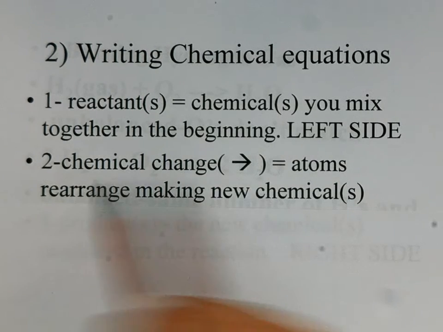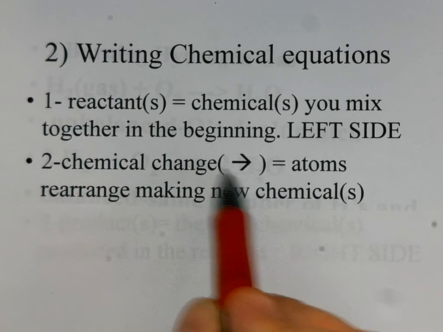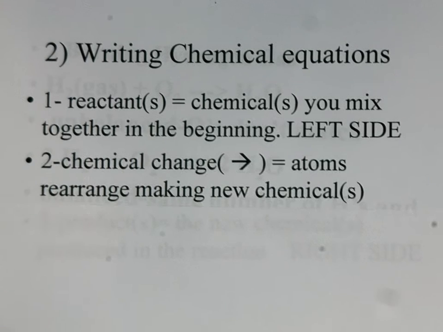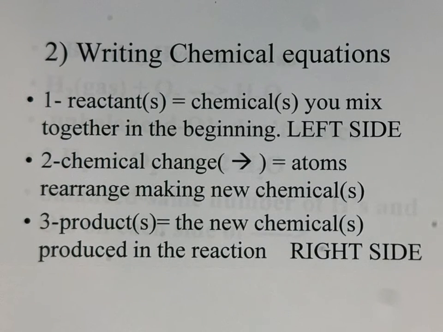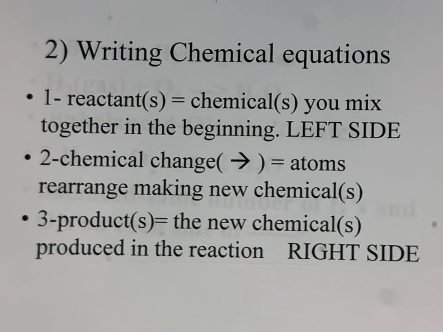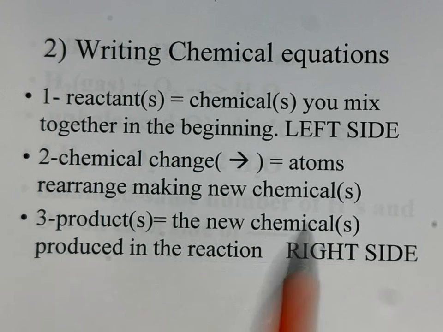Part 2, the arrow. The arrow just means the atoms are rearranging to make new chemicals. This is just a shortcut to say we have a chemical change occurring. And then lastly, the products. We've labeled it before, but these are the new chemicals produced in the reaction. They're on the right side.